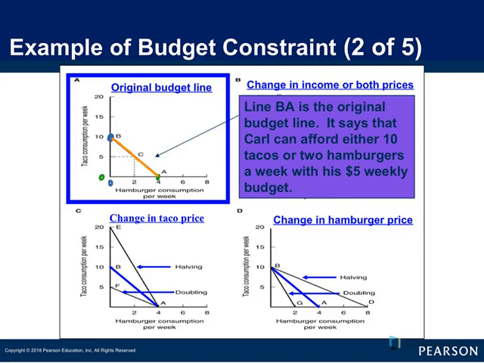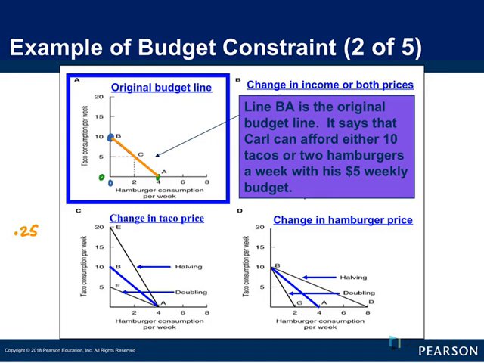Now, recognize that commodities can change in price. Let's just say the price of tacos decreased from 50 cents to 25 cents. If you had to create a new budget line, it's still quite easy.